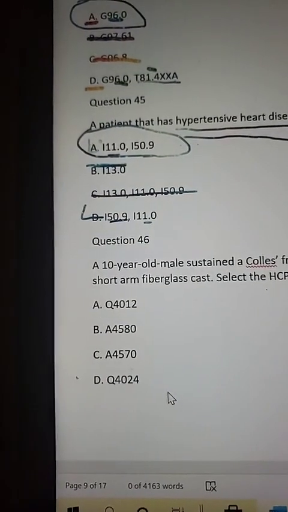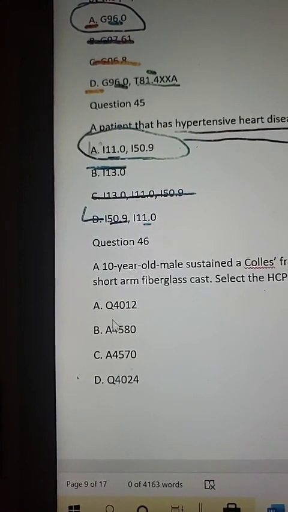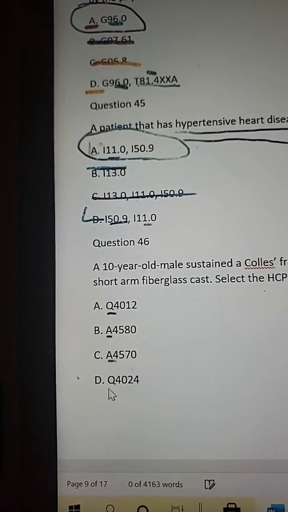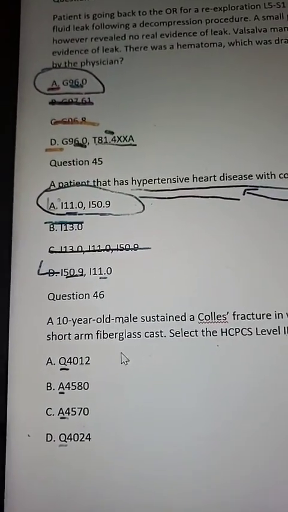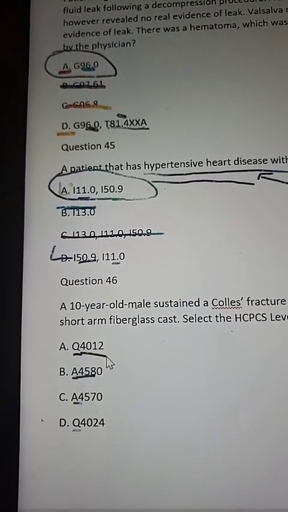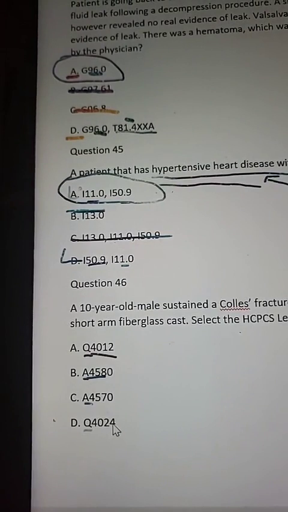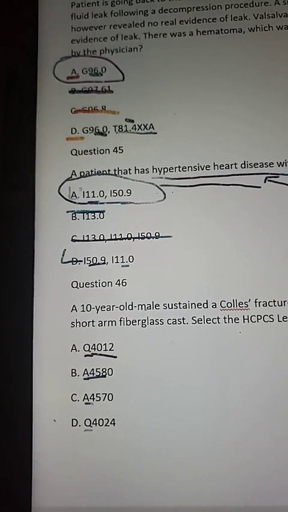What about 46 here? We've got HCPCS codes, right, on all of these. So this is a 10-year-old who's going to get an application of a short cast. So where are short casts in the HCPCS book? Are they in the A's or are they in the Q's? Where would you find that? That could help you eliminate something quicker if you just happen to know what category things are in.